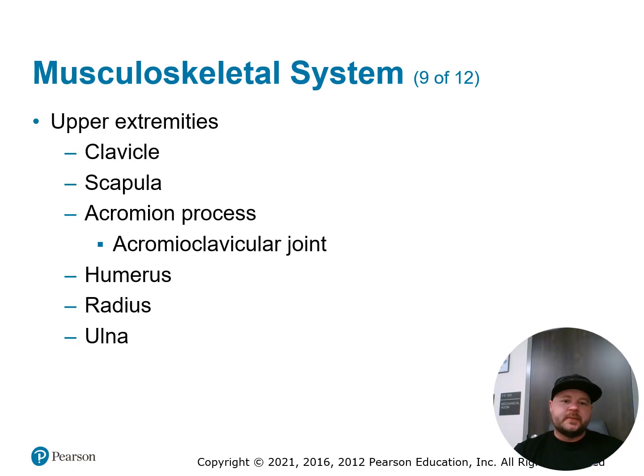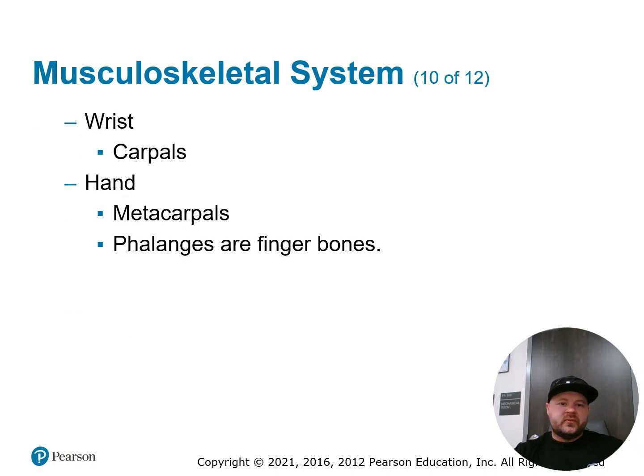All right, moving on to our upper extremities, we have our clavicles, one on either side over kind of the first and second ribs. Our scapula, the kind of blade-shaped bone behind our shoulder on our back. Our acromion process, there's the acromioclavicular joint there. Our humerus, that's the single bone in the upper part of our arm, and then our radius and ulna in the lower part of our arm. Our wrist is made up of the carpals, and then our hand, the metacarpals, and then phalanges, again, are our finger bones.